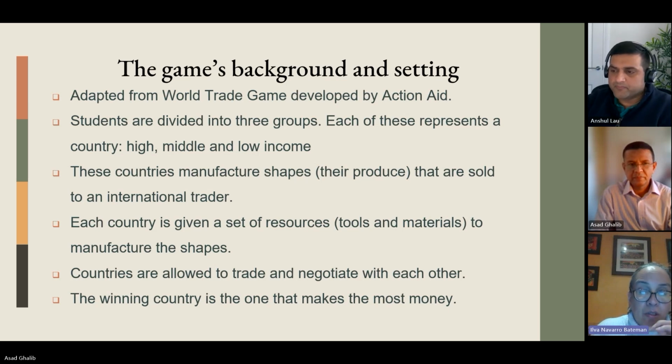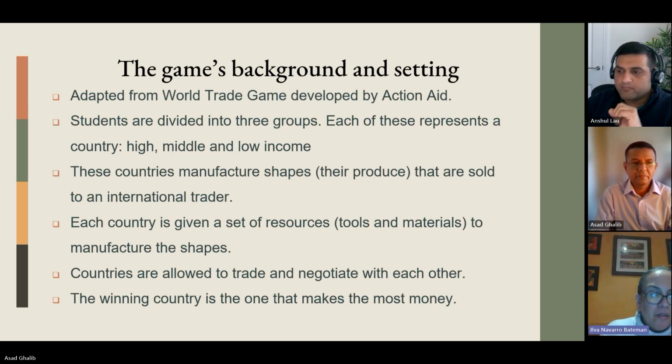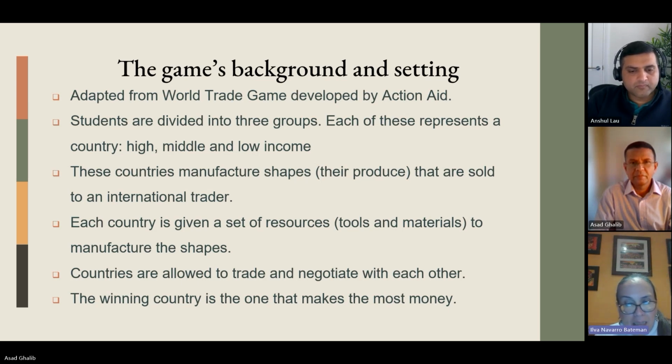Students are divided into groups. They don't necessarily have to be three groups, but you need at least three groups so that you can have a high income, a middle income, and a low income country. Each country is given a sealed pack with resources, and their task is to manufacture shapes to specific dimensions that we give them. And then they need to sell those shapes to an international commodities trader for money. The shapes themselves are very simple: just rectangles, triangles, circles, and semicircles.